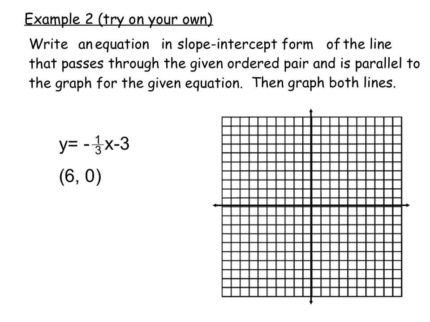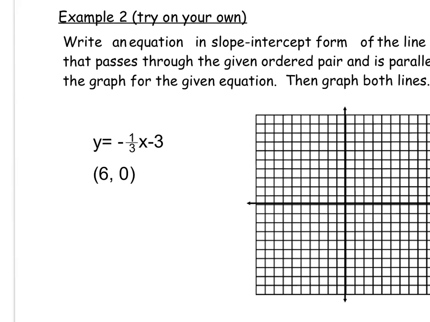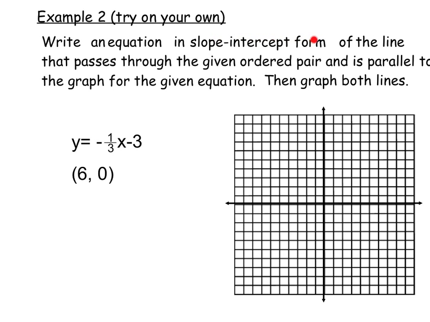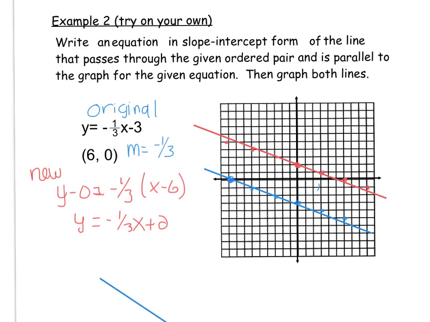Alright, so now I would like you to truly, for real, pause the video and try this one on your own. So again, you're writing it in slope-intercept form, and it is going to be parallel to this, and then you're going to graph both. Okay, so parallel to this, so think of what we know about the slope of parallel lines and see if you can write the new equation, and then come back and check. Alright, let's see how we did.